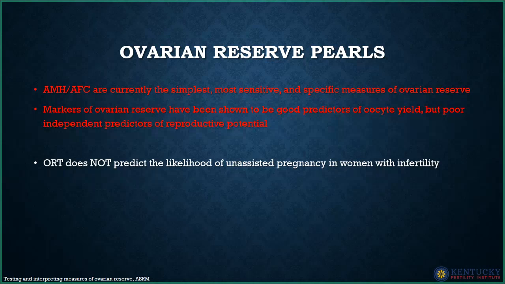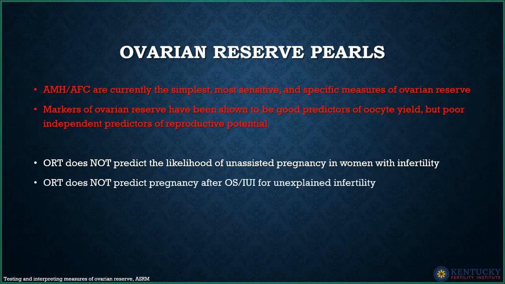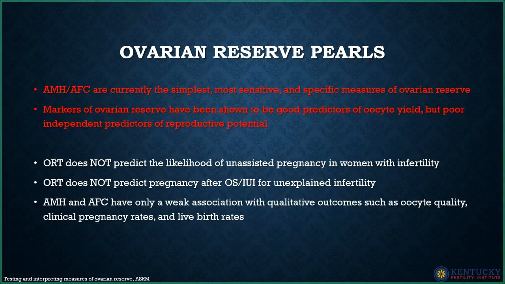If a woman has a low or undetectable AMH but is still having regular cycles, that doesn't have a direct correlation to her chance of conception. It doesn't tell us the likelihood of pregnancy with ovarian stimulation and IUI for couples with unexplained infertility. And there's only a very weak association with clinical pregnancy rates, live birth rates, things like that. And beyond just the pregnancy rate with IVF, which may relate to the number of oocytes retrieved, once pregnant, the advancement of pregnancy and miscarriage rates are very weakly associated with measures of ovarian reserve.